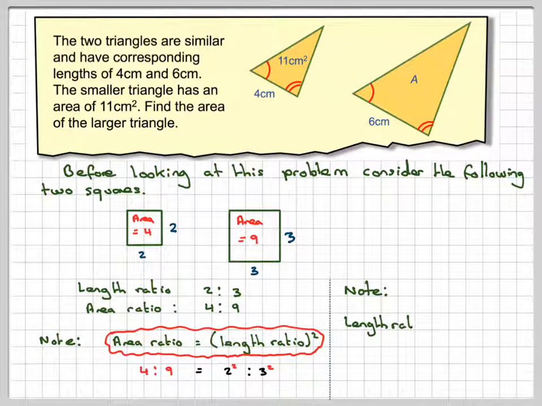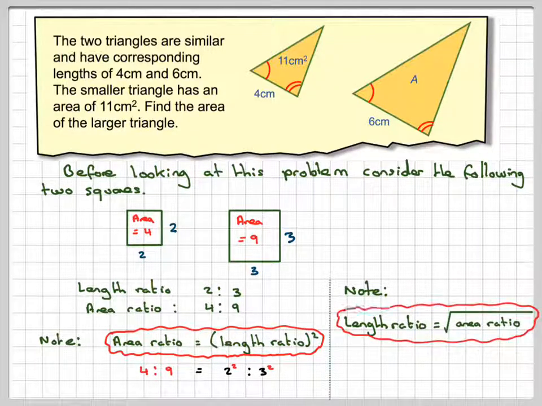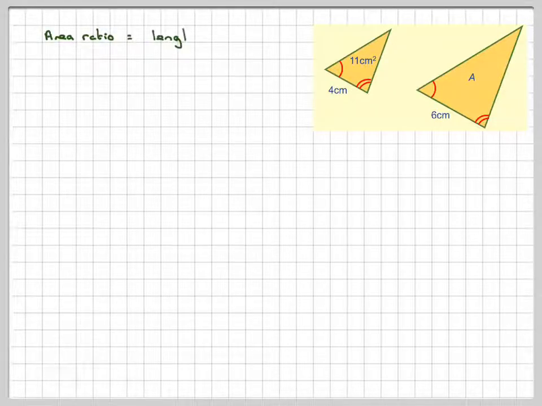And note that if you've got the area ratio, then to get the length ratio you need to take the square root of the area ratio, so you can work backwards. Square root of 4 is 2, square root of 9 is 3. Right, if you know that, then this problem becomes very easy.